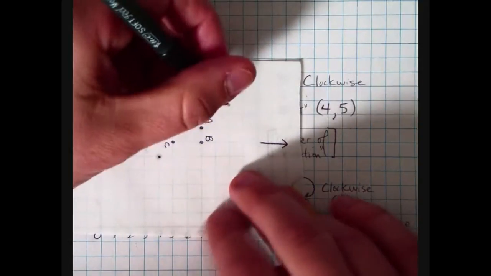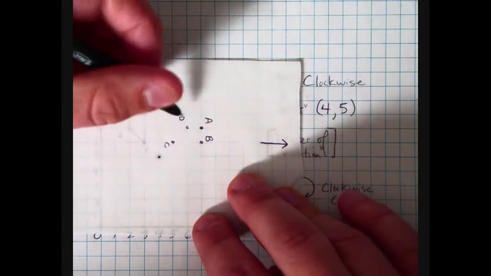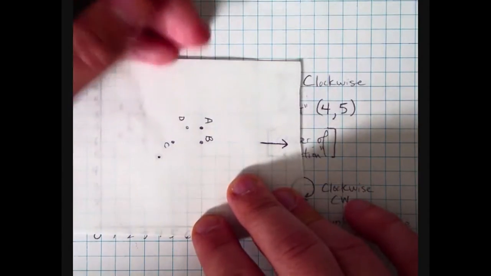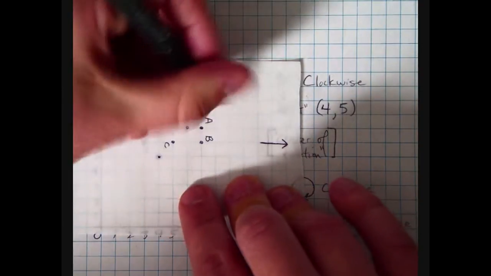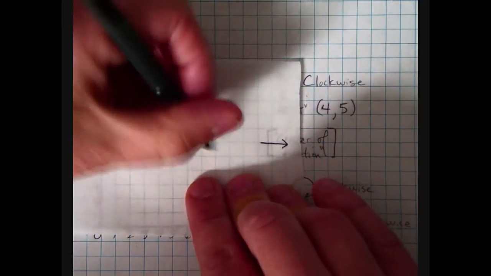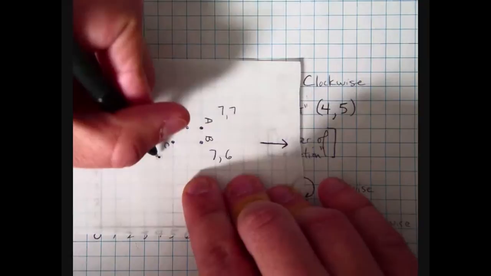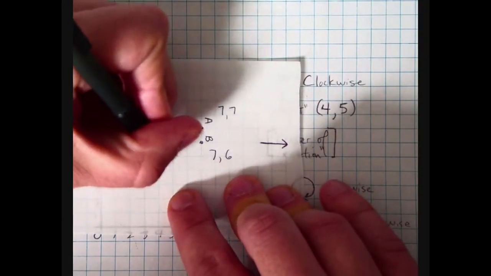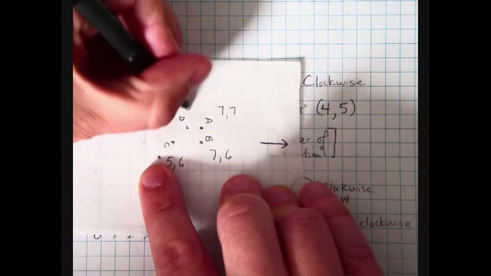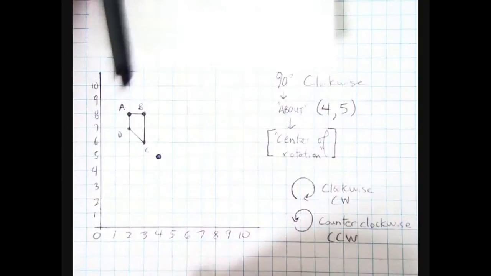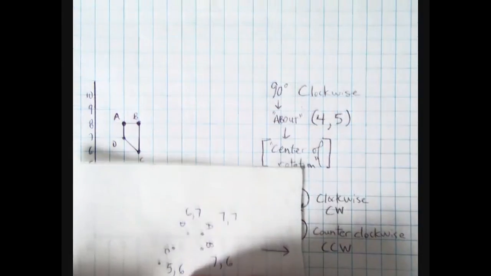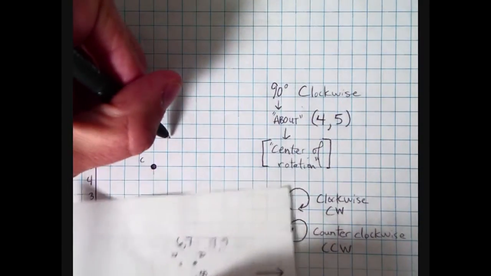For A, or A prime, what I'm going to do is I'm going to copy down its coordinates on this sheet, because it's really difficult to lift your paper and put down the points. I prefer to write the coordinates onto my sheet. So A is now at 7, 7. B is at 7, 6. C is at 5, 6. And D is at 6, 7. And then all you have to do is take these coordinates and essentially just pop them onto your grid.